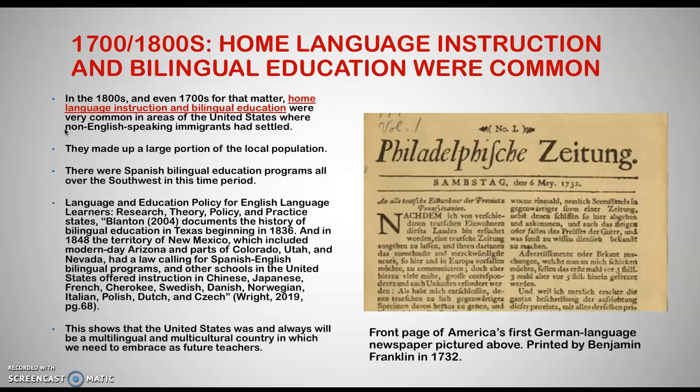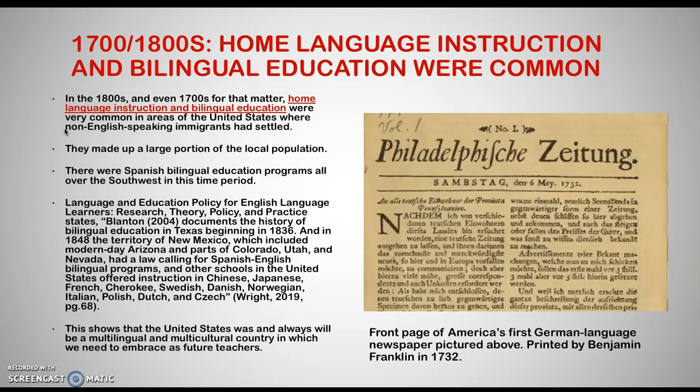So let's dive into the 17 and 1800s. During this time, home language instruction and bilingual education were common. This is because a lot of non-English speaking immigrants had settled in the United States. They made up a large portion of the local population. There were also Spanish bilingual education programs all over the Southwest in this time.